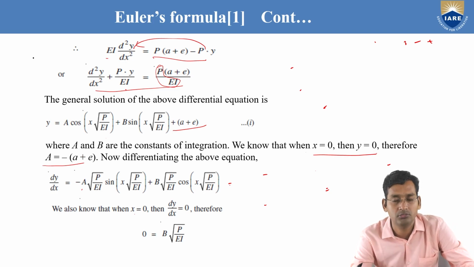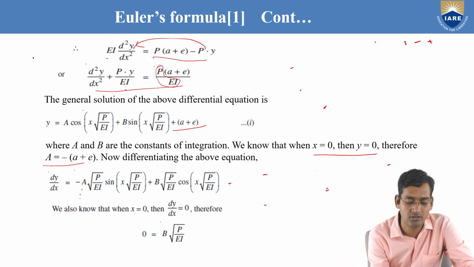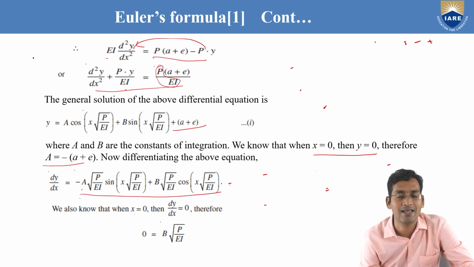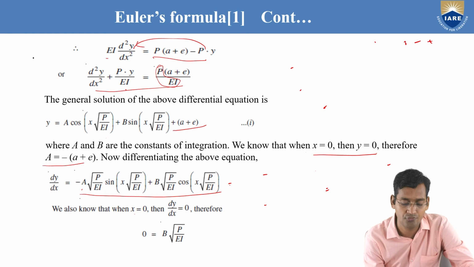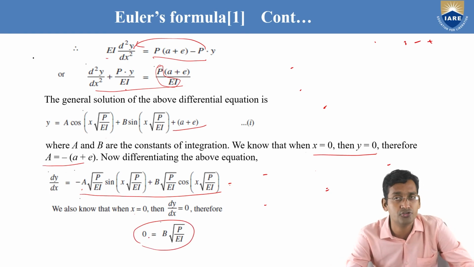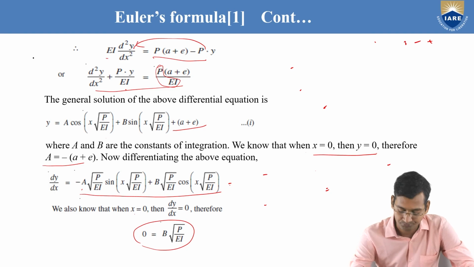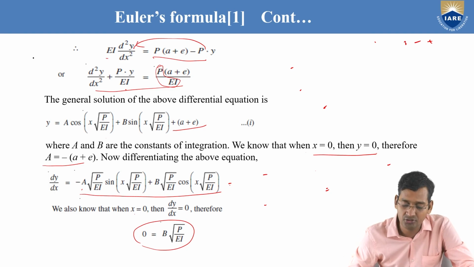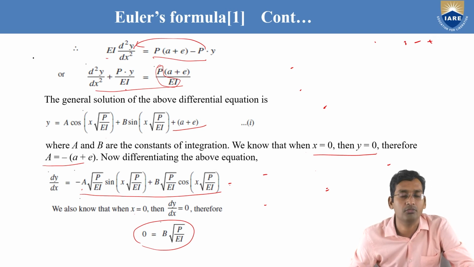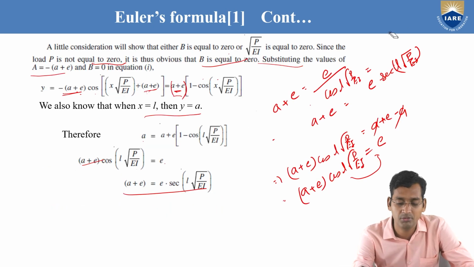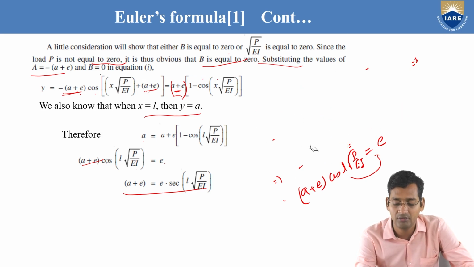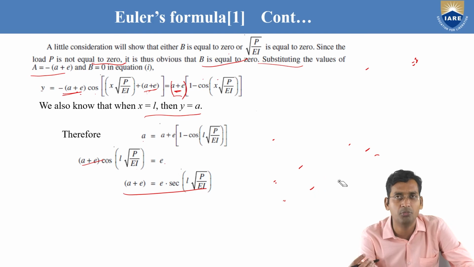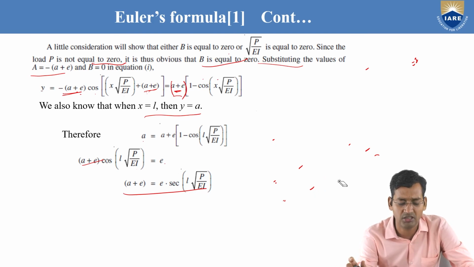Next step is to differentiate. After differentiation, this will be the result. Next, at x equals 0, dy by dx equals 0. Then after substituting the value, you will get 0 equals B root P by EI. So either P will be 0, or root P by EI will be 0, or B will be 0. But P will not be 0, so definitely B will be equal to 0. Once B is 0, the second term we can directly remove, because after putting the value of B, that term becomes 0.